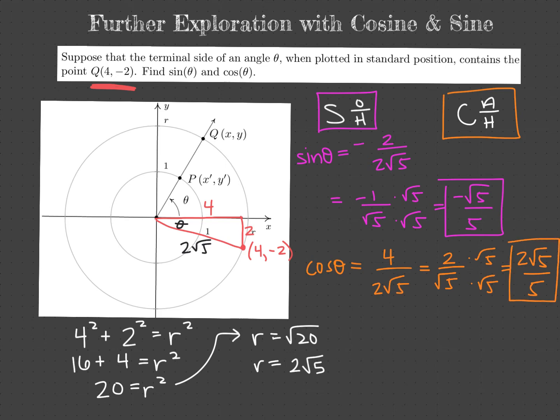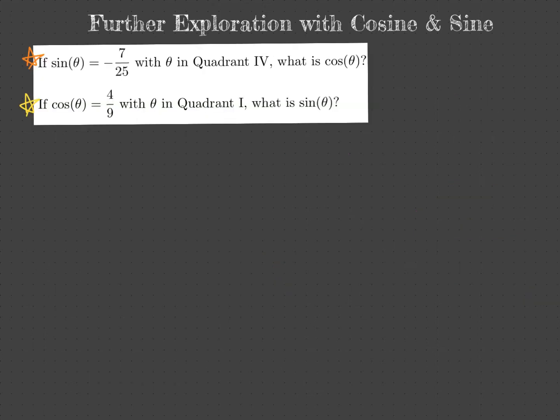And so we have successfully found the sine of our angle and the cosine of our angle using the Pythagorean theorem and SOHCAHTOA. In these two problems here, we are given some clues about a certain angle theta, and then we need to find this other missing part. So in the first one, next to the orange star, we're given that the sine of some angle theta is -7 over 25, and that theta is in quadrant 4. We then need to figure out what the cosine of theta is.